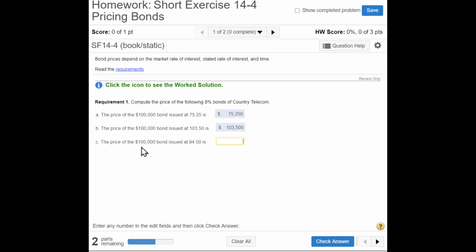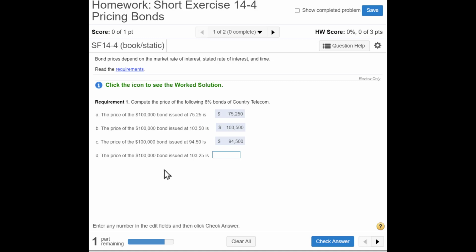Next scenario, $100,000 of bonds, and they get a price of 94.5%. So that's 94,500. How do I get that? 100,000 times 0.945.